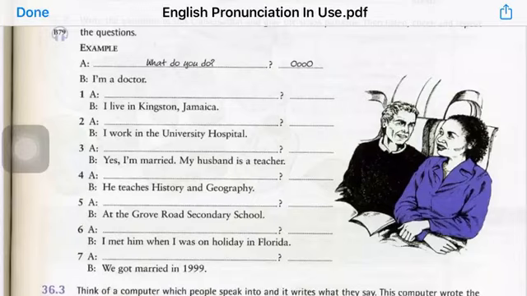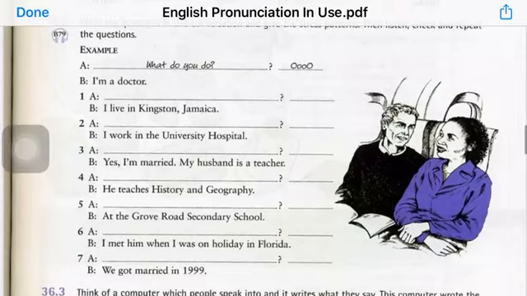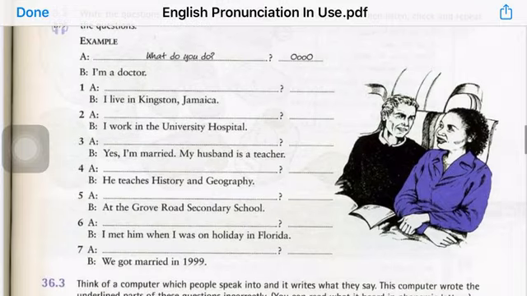Continue our exercise, and now we get to item number 4 in exercise 36.2. Number 4, we have the answer: he teaches history and geography. That sentence would be an answer for the question, what does he teach? And the stress pattern for this sentence would be something like strong, weak, weak, strong.